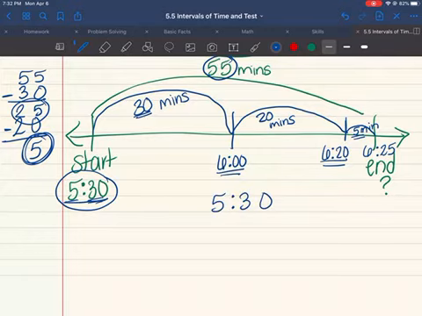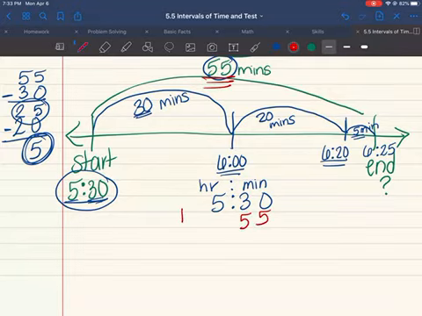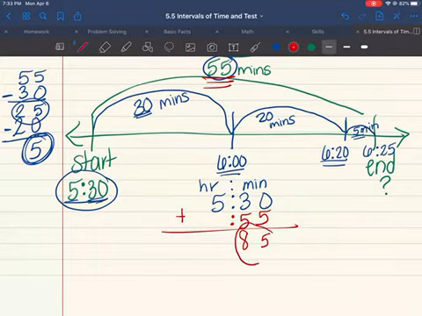I'm going to go ahead and prove it by saying that it is 5:30. Remember, these are hours and these are minutes. And they want me to add 55 minutes. Where would I get to? What would be the end? So I start with my minutes. 5 plus 0 is 5. 5 plus 3 is 8.